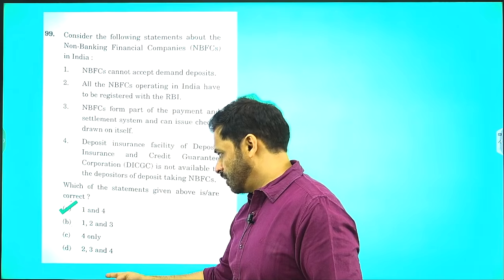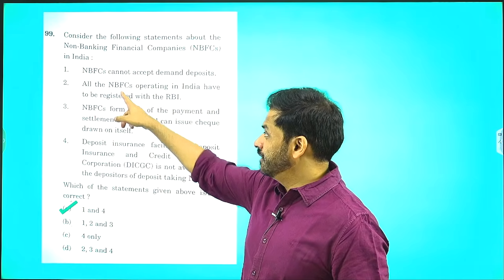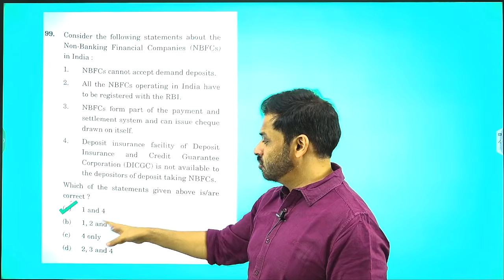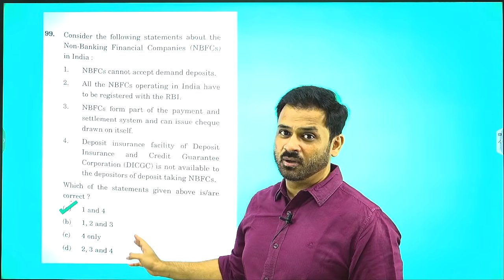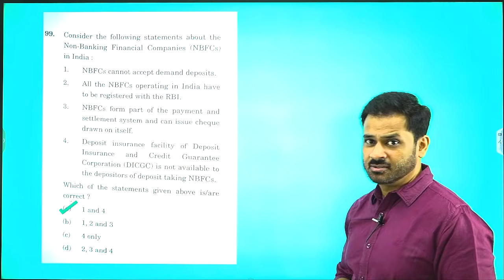And look at the options. 1 and 4 are correct. This we know. And if you are confused about 2, there's no option which gives you 1, 2 and 4. So the answer will be A. That means the second statement you should consider as not correct.